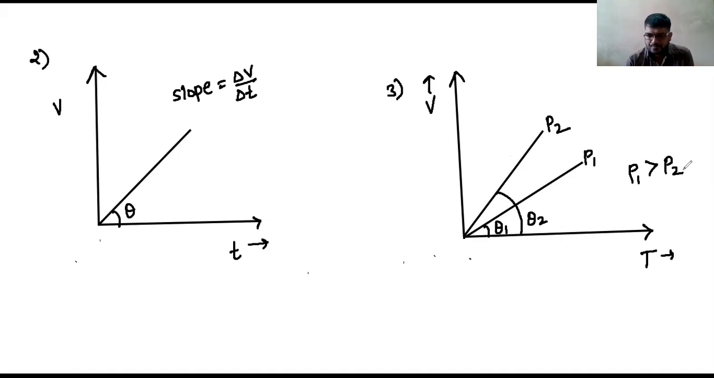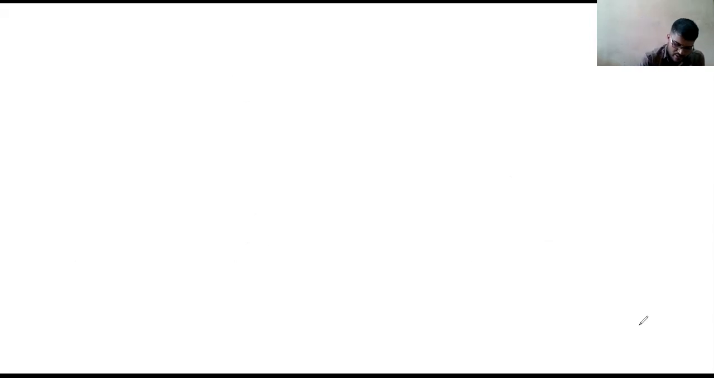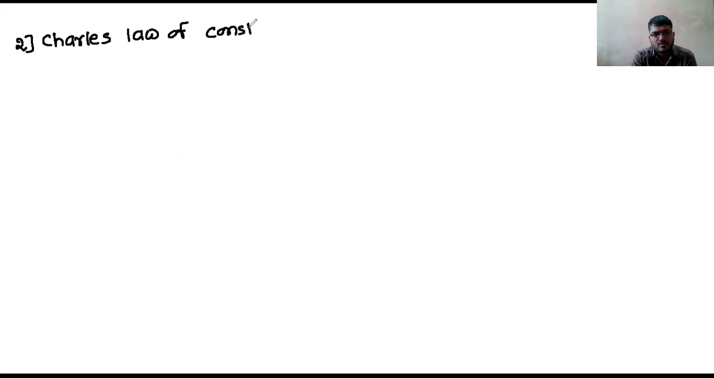Okay, next. Now this finished what? Charles law at constant pressure. Now next one, that is the second law, Charles law of constant volume.